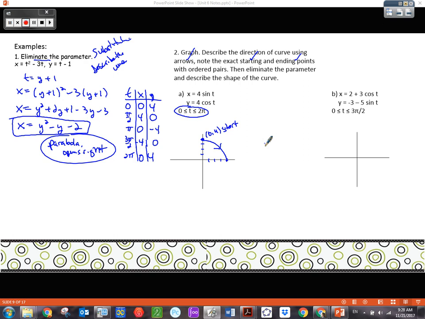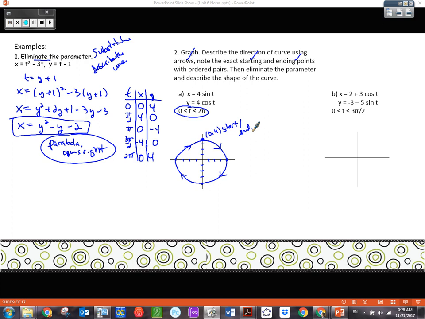Alright, so then at pi, time 3.14, we're at 0, -4. So we're down here, so we keep moving around this way. You can put another arrow if you like. You don't have to. Then our next stop, we are at -4, 0. Okay, we go this way. And then our starting and ending place is the end. We start and end at 0, 4.